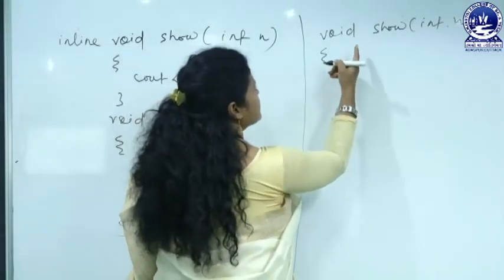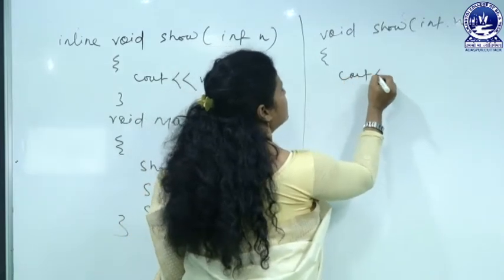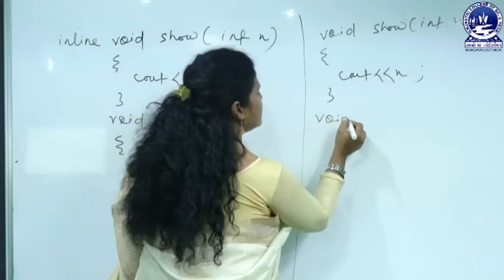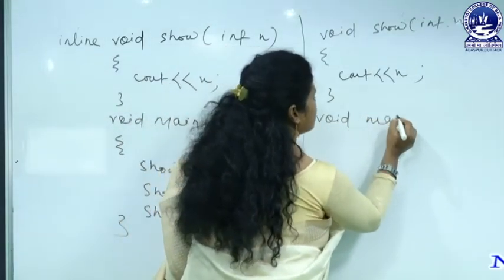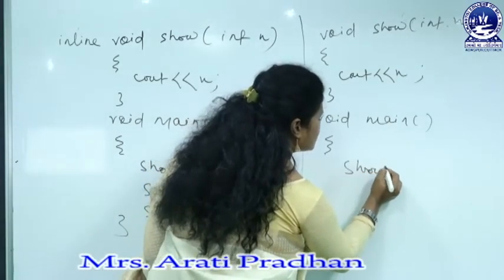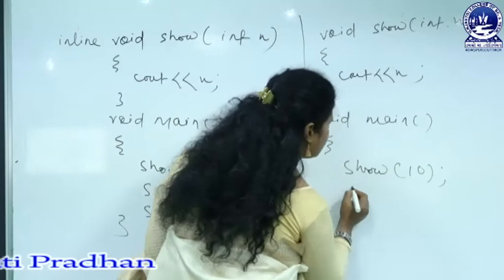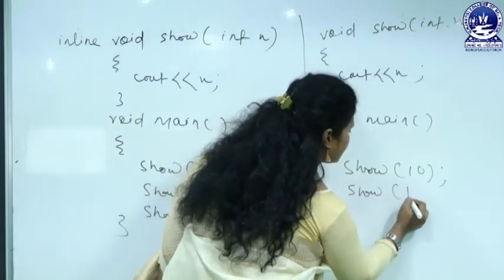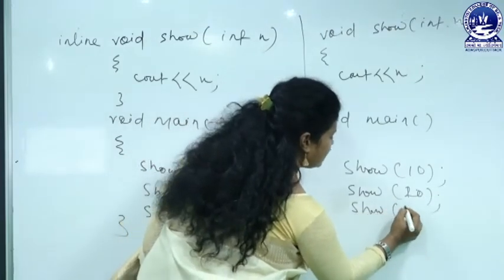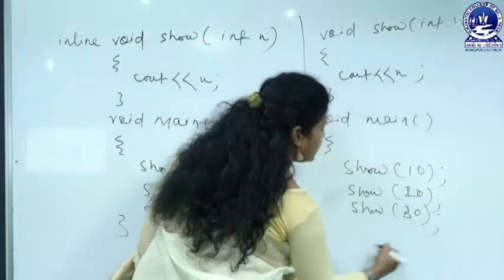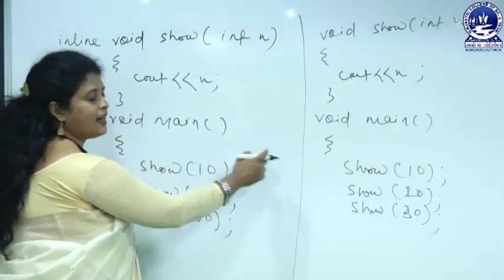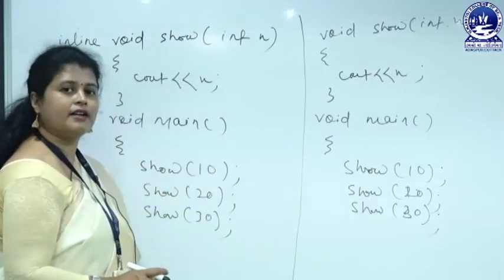Inside void show, cout x, that's all. I am writing a very simple one so that you can understand. Then void main, and I am just calling the show function, using the same variable here: show(10), show(20), then show(30). Here you can see the difference. This part is inline and this part is non-inline or general.